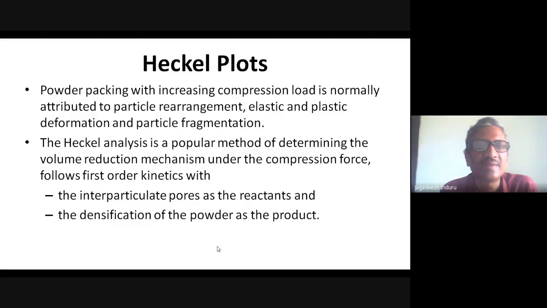So this volume reduction mechanism under the compressional force, what Heckel has analyzed, he has found out that this process is a first order process, first order kinetics. GPAT question. What is first order kinetics? Whenever the kinetics is following zero order, it is not dependent on any parameter. When it is following first order, it is dependent on one parameter. If it is second order, it is dependent on two parameters. If no parameter is dependent, it is parameter independent, then we call it zero order.